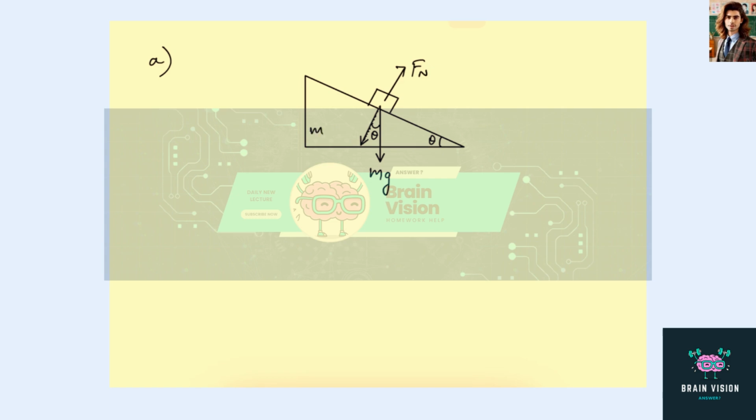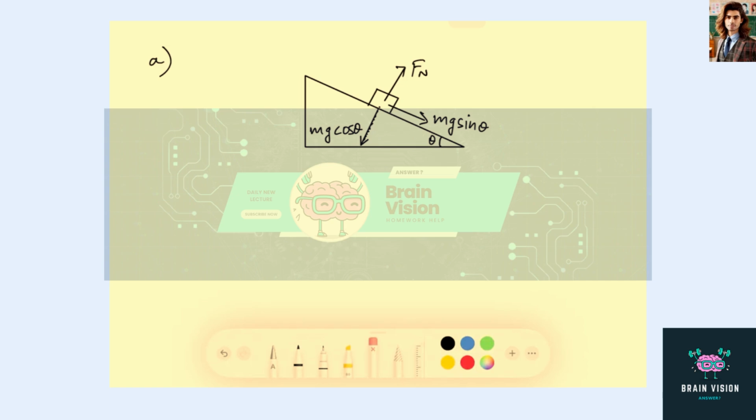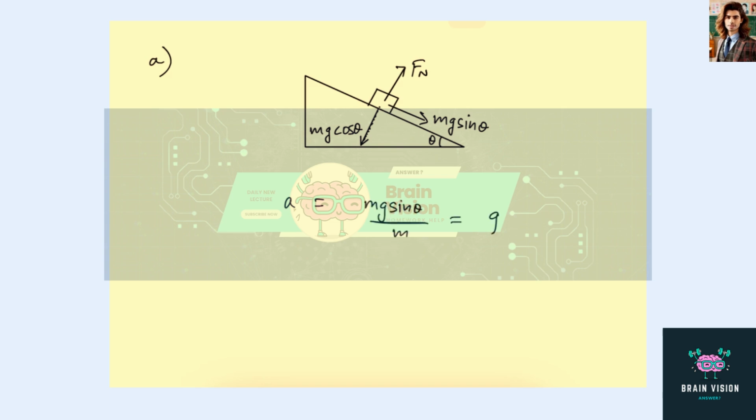So the component of gravitational force perpendicular to the ramp will be mg cos theta, and the component of gravitational force parallel to the ramp will be mg sin theta. Now along the ramp we have only one force, mg sin theta, so acceleration along the ramp will be force upon mass, so acceleration is g sin theta.